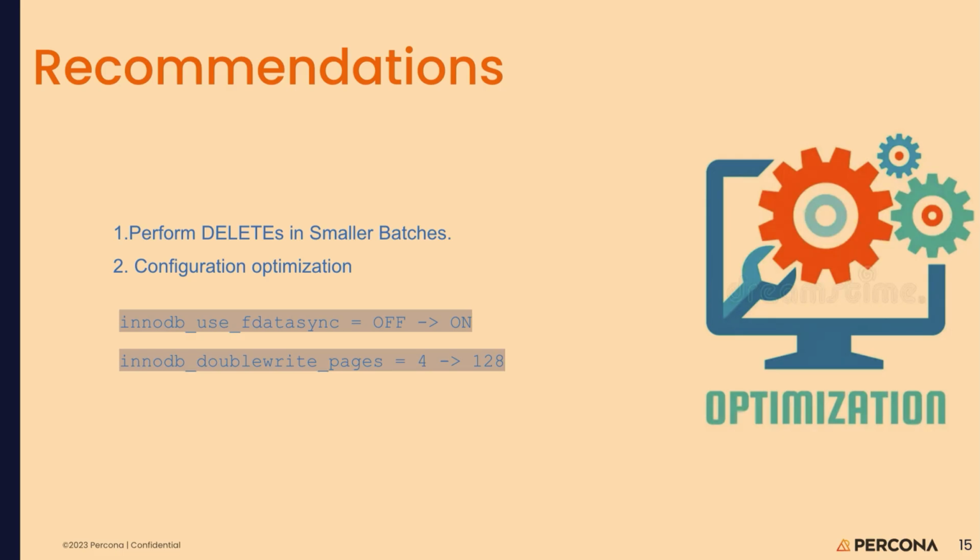We suggested some more configuration. InnoDB use fdatasync equal to on, which reduces unnecessary metadata sync and will increase the write performance without compromising the durability. InnoDB doublewrite buffer pages from 4 to 128. From the newer versions onwards, 128 is the default value. Since the customer is on an older 8.0 version, we suggested this. This increases the number of pages written at once in the doublewrite buffer. It will increase the throughput and reduce the latency.